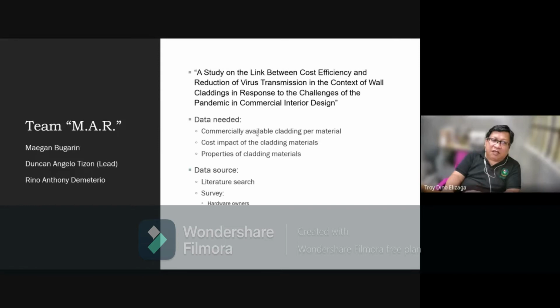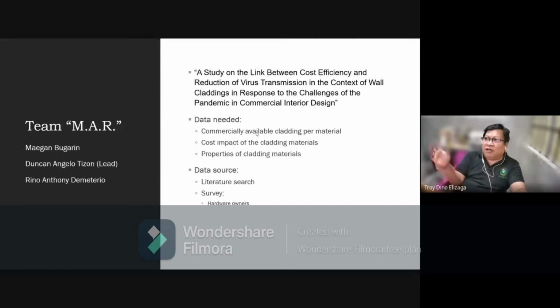Team MAR, a study on the link between cost efficiency and reduction of virus transmission in the context of wall claddings in response to the challenges of the pandemic in commercial interior design. So, as mentioned last time, we need to know what are the commercially available claddings per material that was mentioned. And then the cost impact of the cladding materials. So, this is not only the price, but the impact, meaning anything else that will add to the cost of handling. So it's like the footprint, no? The cost footprint of this material.